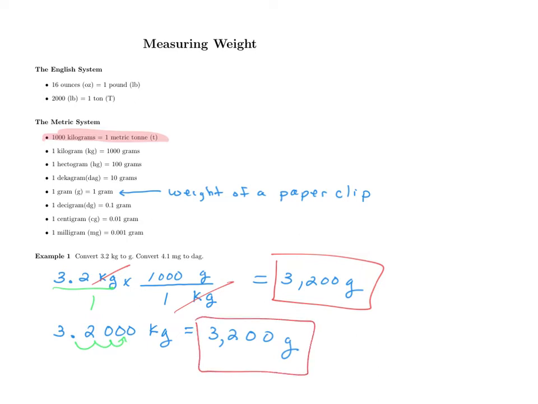So let's try this again now with converting 4.1 milligrams to decagrams, which is up here. Let's take the approach of moving a decimal point. So we're starting with 4.1 milligrams. So we're here and we go 1, 2, 3, 4 places. We are moving the decimal point 4 times. But the question is, which way does it move? To the right or to the left?